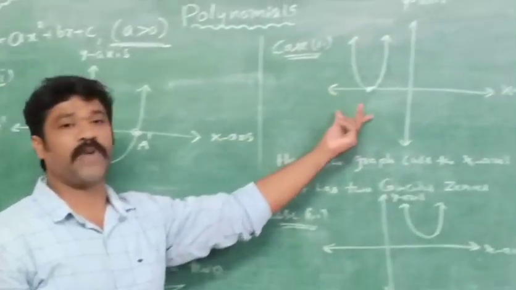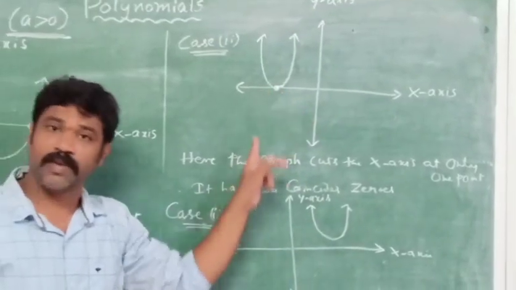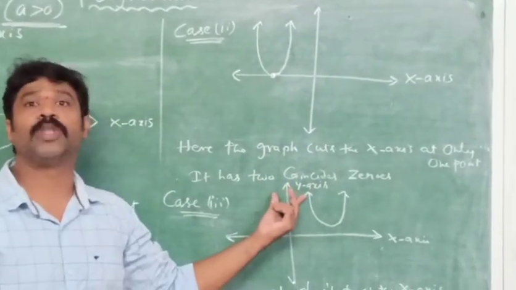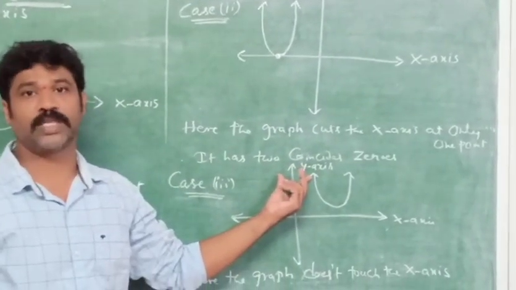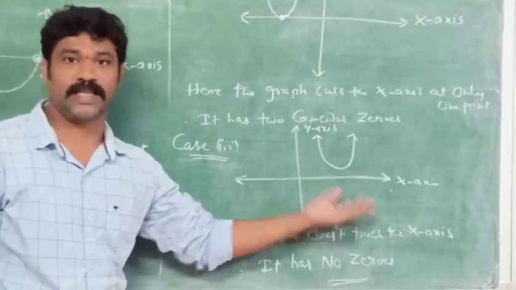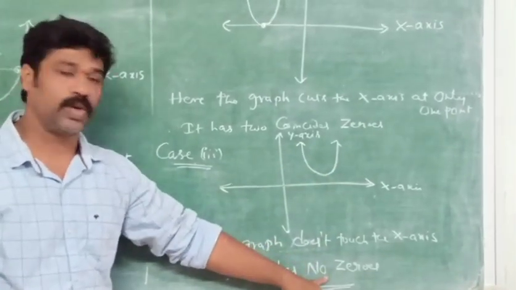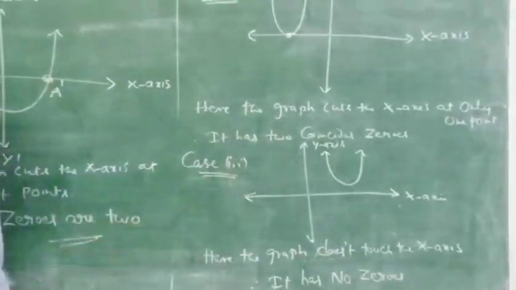Similarly, in this case, if you observe, the graph cuts the x-axis at only one point. So here also we will get 2 zeros, but both the zeros are the same. Equal zeros you will get. And in the third case, the graph does not touch the x-axis. If it does not touch the x-axis, then we will get no zeros. So this is one of the possibilities.